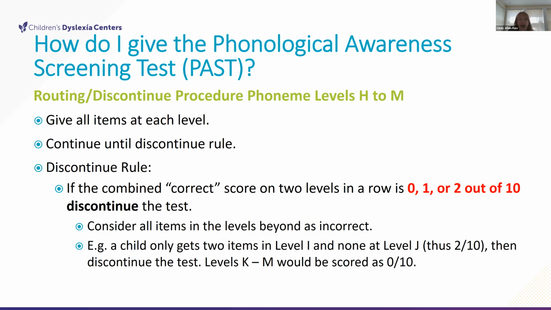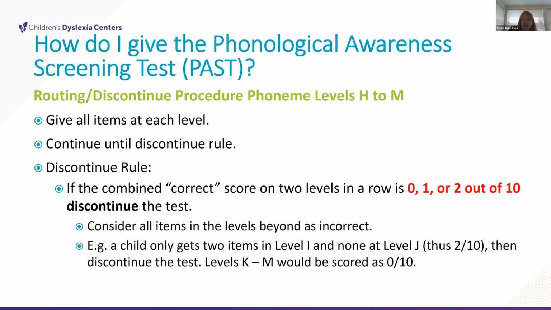Okay, now we're going to look at the routing and discontinue procedure for the phoneme levels H to M. There isn't a routing procedure at this level. So you're going to give all the items at each level. There is a discontinue rule, and the discontinue rule could apply at any of the levels. It's not just at levels H to M. So for the discontinue rule, if the combined correct score on 2 levels in a row is 0, 1, or 2 out of 10, discontinue the test. Consider all items in the levels beyond as incorrect.